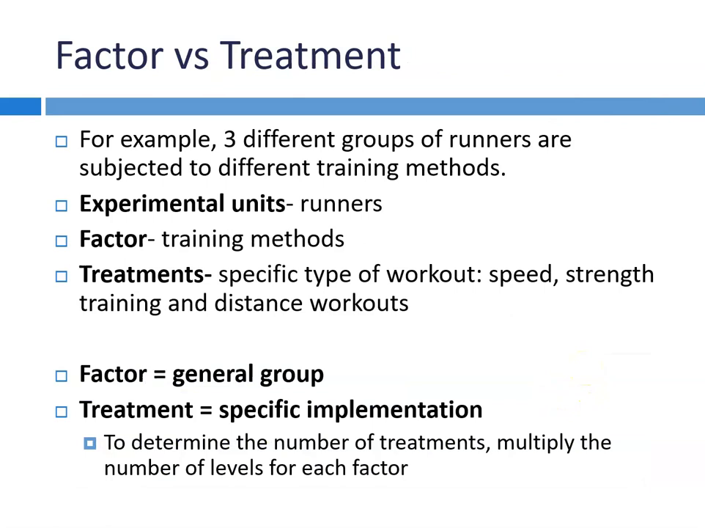All right, let's really hit this home. Factor versus treatment. So for example, let's say you have 3 different groups of runners and they're subjected to different training methods. The units are going to be your runners. The factor is going to be the training methods just in general. And then the treatments are going to be the specific type of workout. So maybe speed, strength training, and distance workouts. So think of factor as the general group and treatment as the specific implementation. And like I said, in order to determine the number of treatments, you simply multiply the number of levels for each factor. Let's wrap it up with one more example, and then we'll be finished with this video.